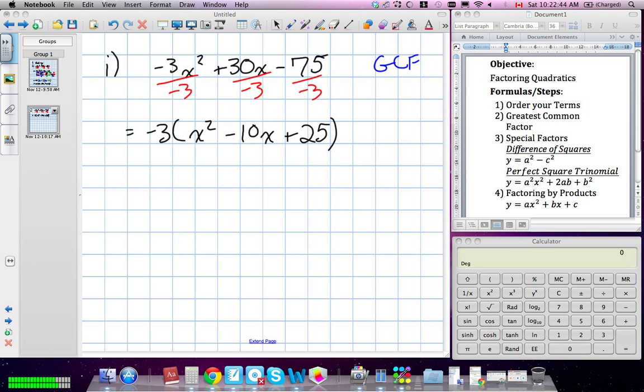The reason I didn't write it before is because, like I said, you can solve a perfect square trinomial by the factoring by products. But if you recognize right away it's a perfect square trinomial, then it is faster. It is a faster way of factoring. So let's take a look at this then. Keep walking me through this.